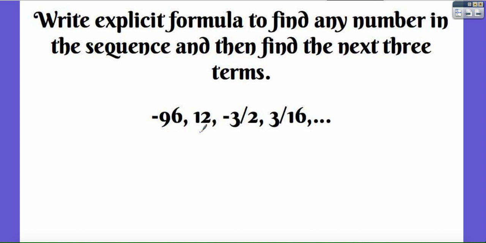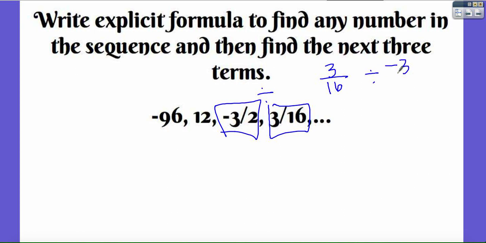I can see that to get from -96 to 12, it probably wasn't subtraction. This is going kind of funny. I told you that if I think it is growing by multiplication or division, I can work backwards and use division to find the common ratio. So if I took 3/16 and divided it by -3/2, if I remember how to divide a fraction by a fraction, I keep the first term, change it to multiplication, and flip the second term.